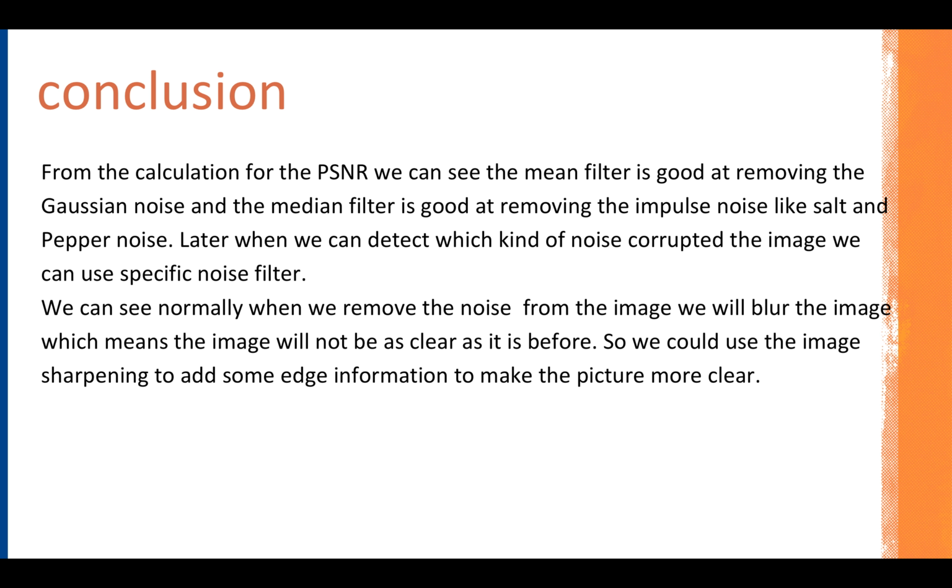Later we can detect which kind of noise corrupts the image, and use the specific noise filter. We can see that normally when we remove the noise from the image, we blur the image, which means the image will not be as clear as before. So we could use image sharpening to add some edge information to make the picture clearer.